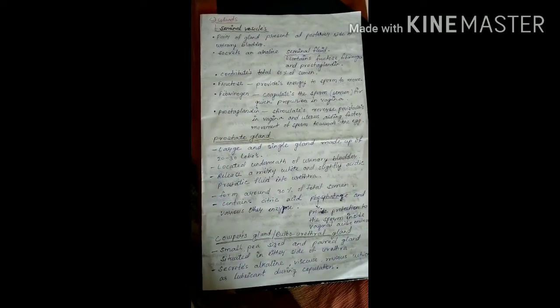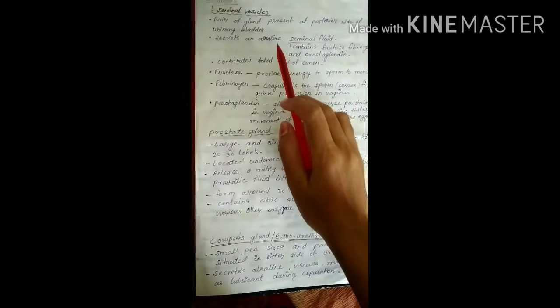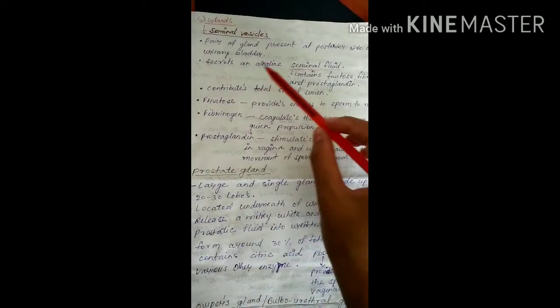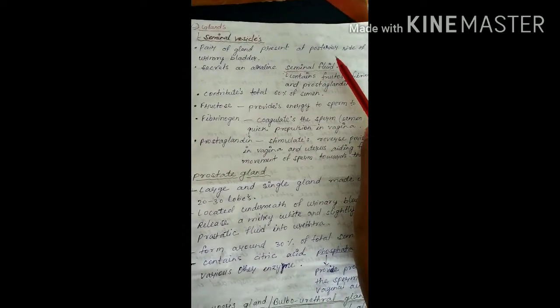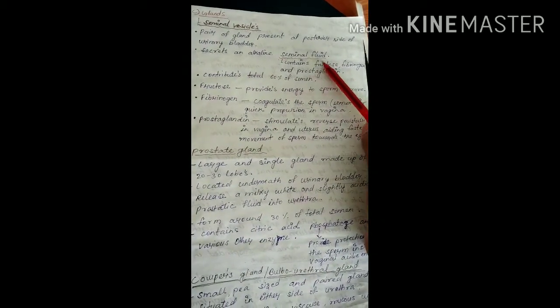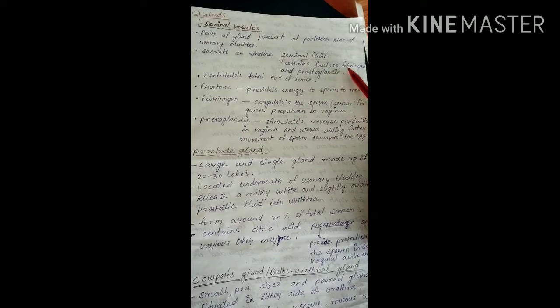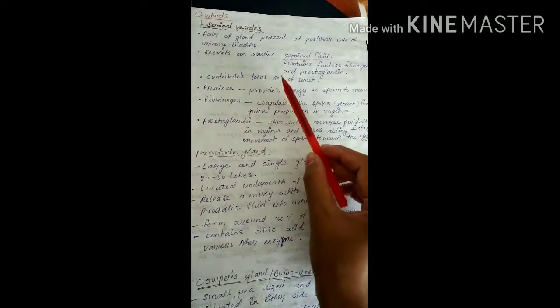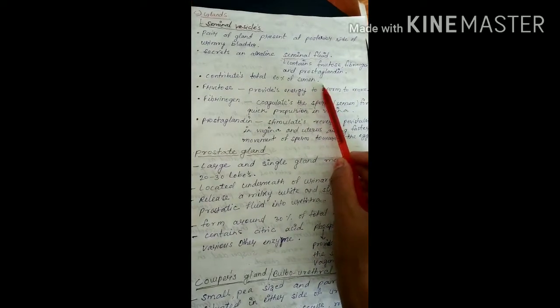Seminal vesicle. It is a type of gland found in pair, present at the posterior side of the urinary bladder. Posterior side means the back side. It secretes an alkaline seminal fluid. This seminal fluid contains fructose, fibrinogen and prostaglandin. It contributes a total of 60% of semen.